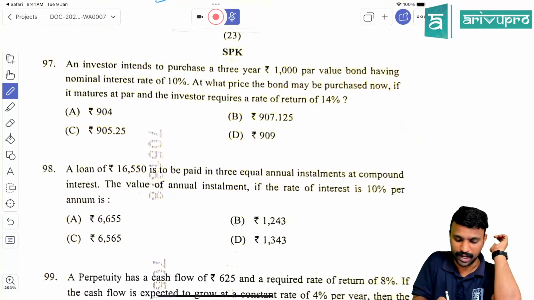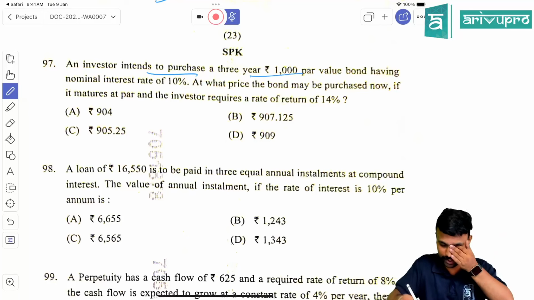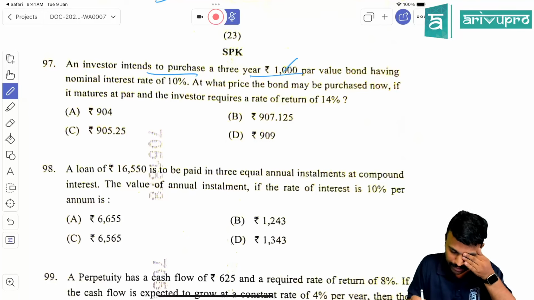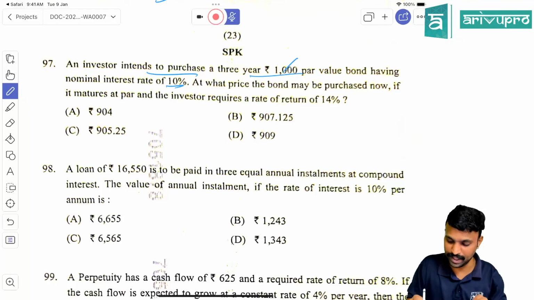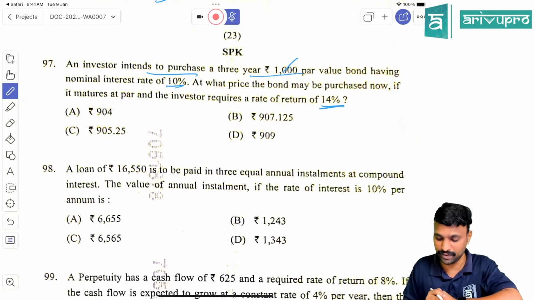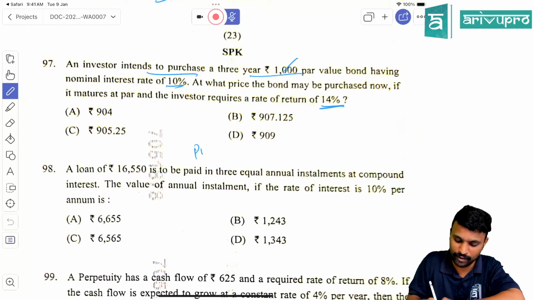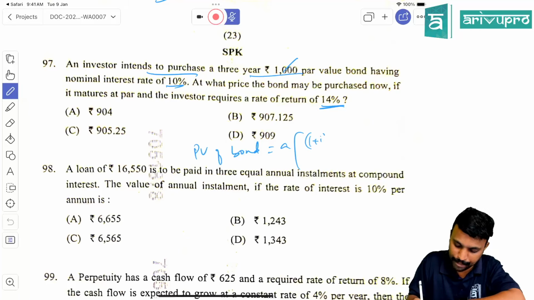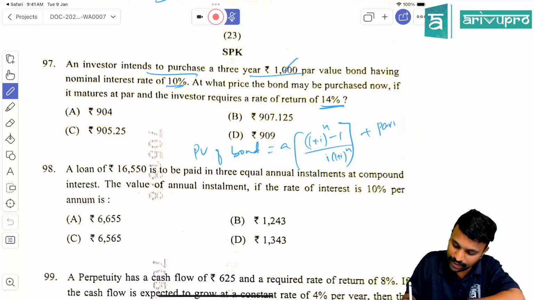97th question. It's a valuation of the bond question. There's a par value basically, and the nominal rate is 10% and the required rate of return is 14%. The formula for PV of bond is A into 1 plus I whole power n minus 1 divided by I into 1 plus I whole power n, plus par value divided by 1 plus I whole power n.